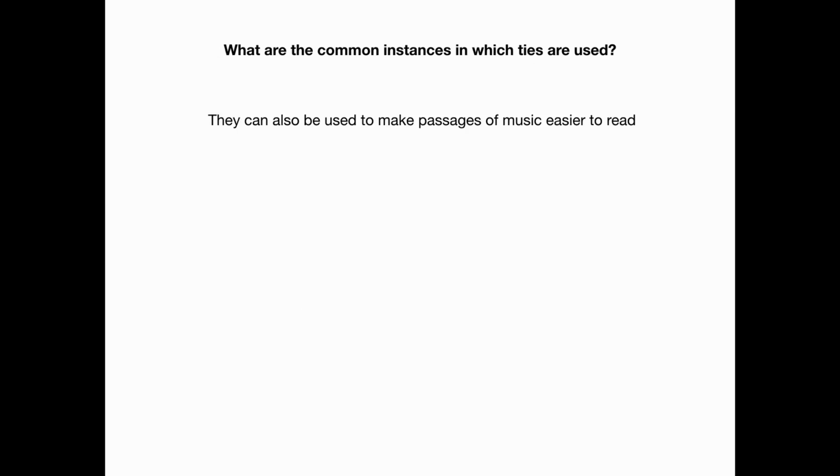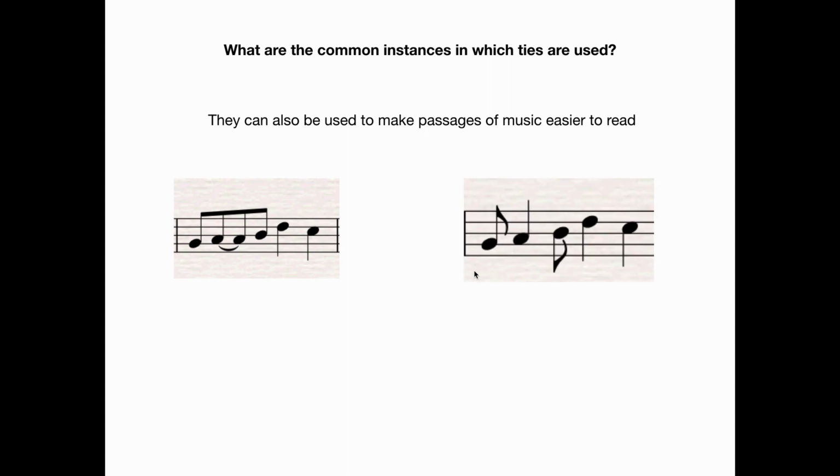They can also be used to make passages of music easier to read. So here's an example of a passage of music with the use of a tie to tie these two A quavers of the same pitch so that really they sound for the duration of a crotchet. Here is the same piece of music written without the use of a tie. As you can see, the use of a tie enables the music to be notated more tidily and therefore a little easier to read.